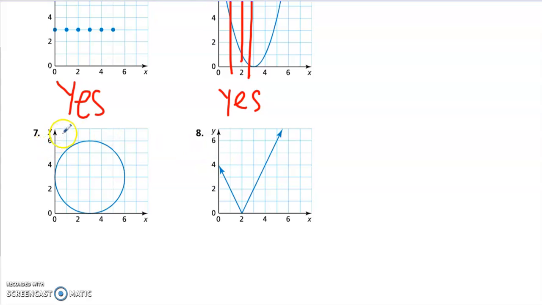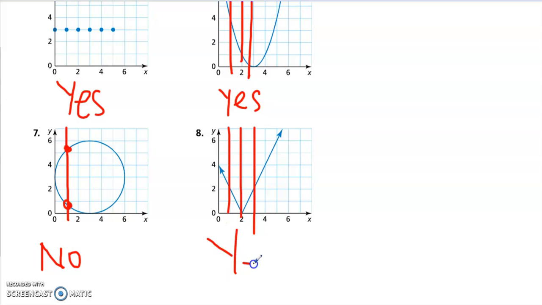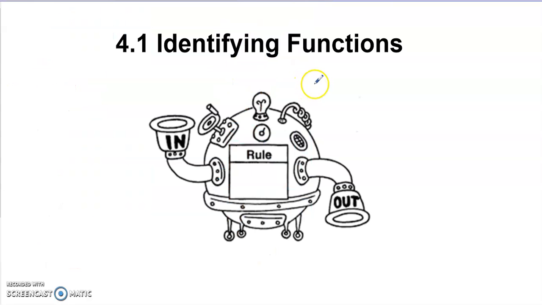This circle right here is going through 2 points at the same time. So no, it is not a function. And this one does indeed pass the vertical line test. Alright, there you go. Identifying functions.